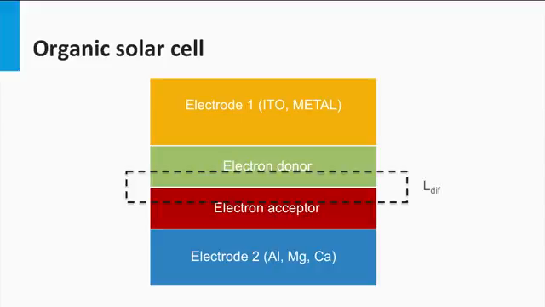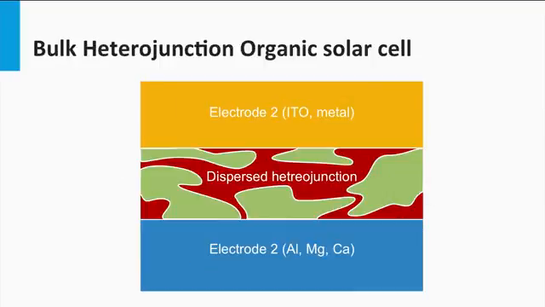A problem of this device concept is that the diffusion length of the exciton is only 10 nanometers. It means that in this simple configuration the thickness of the solar cell is limited by the diffusion length, while the thickness has to be at least 100 nanometers to absorb enough light. Therefore, the organic solar cells are based on bulk heterojunction photovoltaic devices.